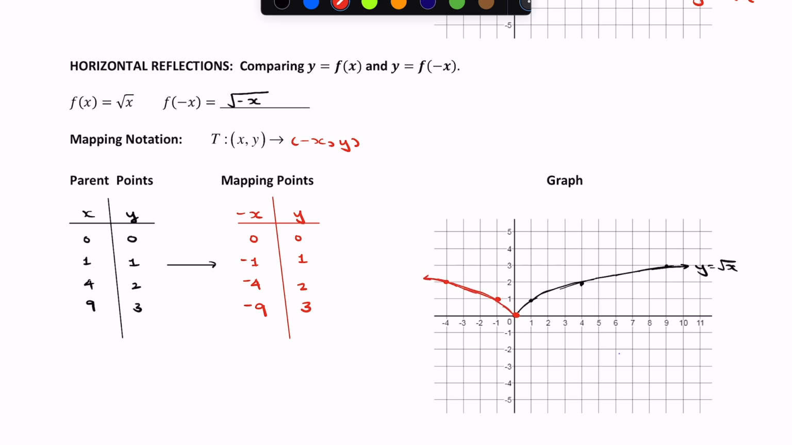So what we see here is that from the original parent function, the transformed function is reflected across the y-axis. So similar to the question before, but now with the y-axis, if we put a mirror there, the two sides should be the same.